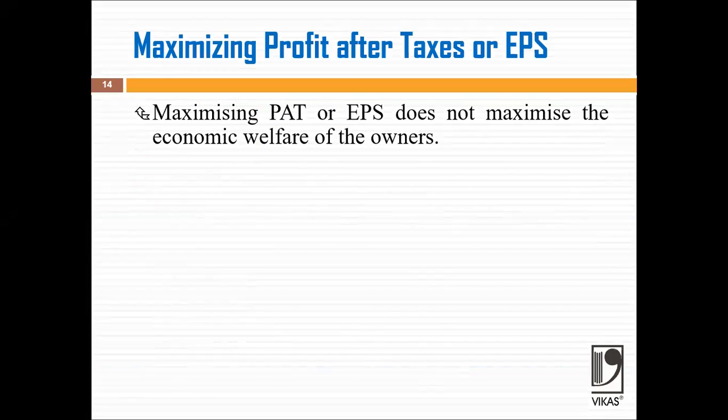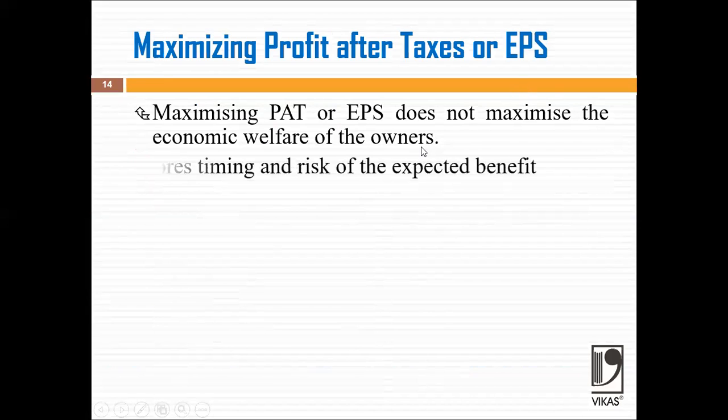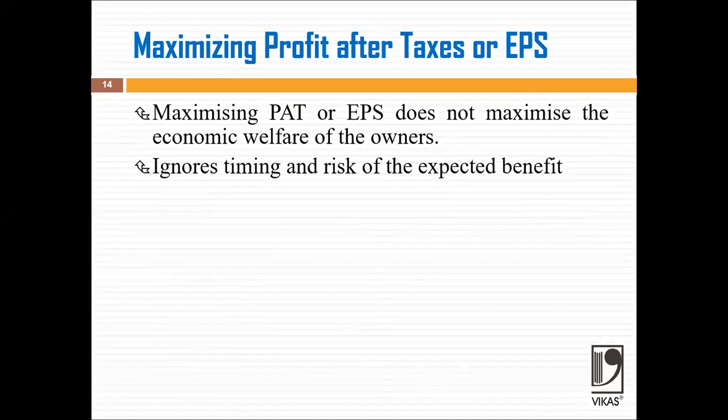Maximizing profit after taxes, the second one. Maximizing profit after tax or EPS. Maximizing profit after tax or earning per share does not maximize the economic welfare of the owners, whether the company earns profit after tax or higher EPS or not. If it is not reflected in the share price, the owners don't have any economic benefit from those figures. It can be used as a performance measure of the company, but the shareholders do not have any economic benefit from increases in profit after tax or EPS, and it ignores timing and risk of the expected profit.